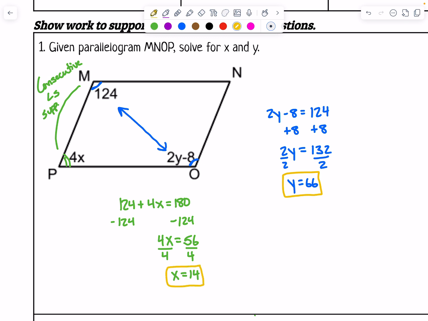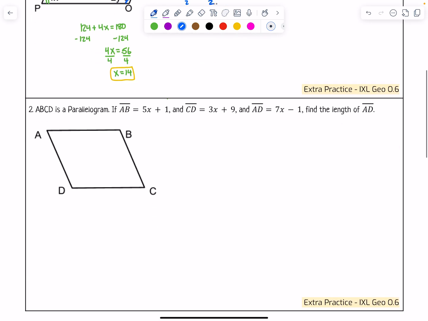So I've got x is 14, and then for y, we use the fact that opposite, let me write my little angle symbol better, opposite angles are congruent to help us set that up. And we got y was equal to 66. So let's look at number 2.